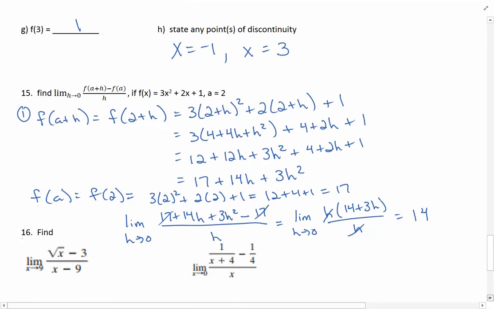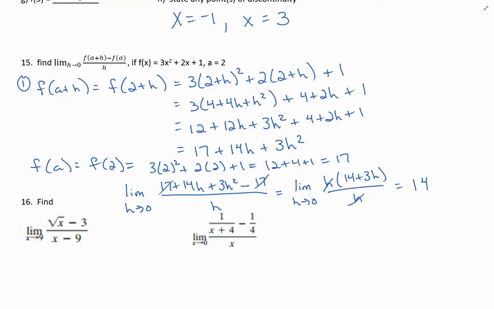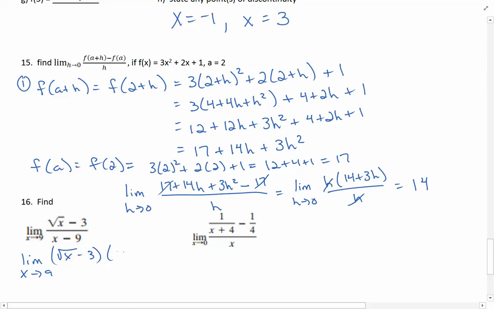Now on number 16, if we do a direct plug-in, we're going to get 0 over 0. So I like to go ahead and rationalize the numerator here. So this is square root of x minus 3. And not rationalize, sorry, we'll multiply by the conjugate. So this is square root of x plus 3 over the square root of x plus 3. This is still over x minus 9.